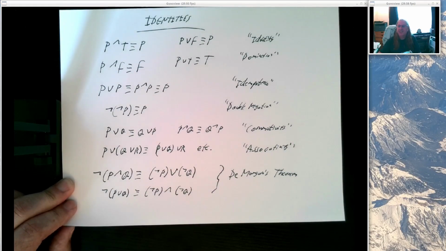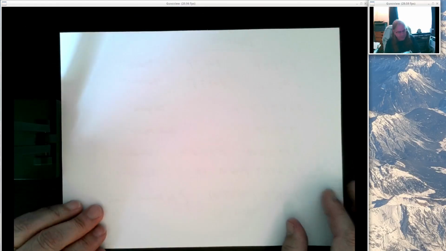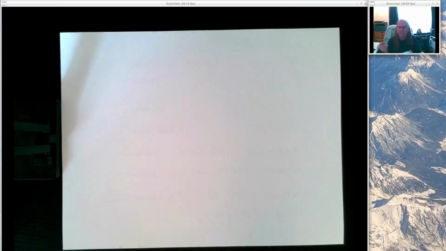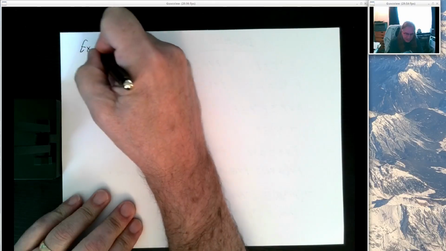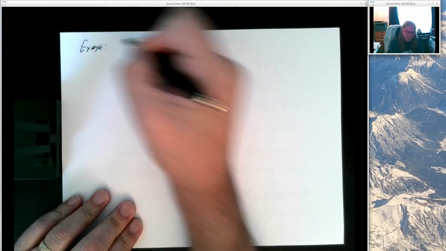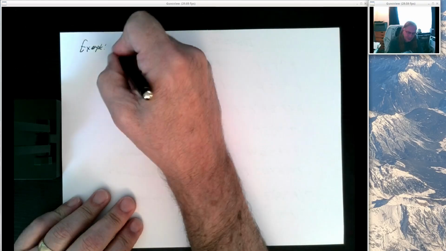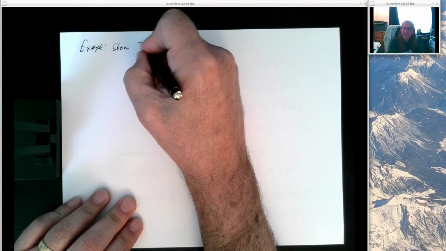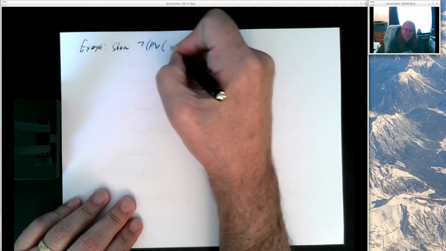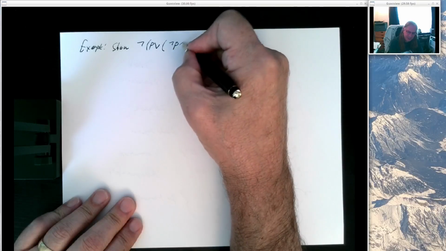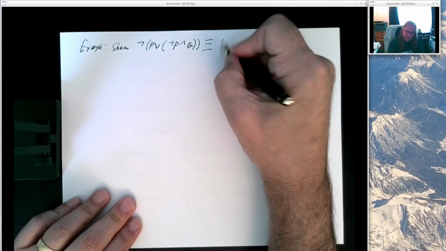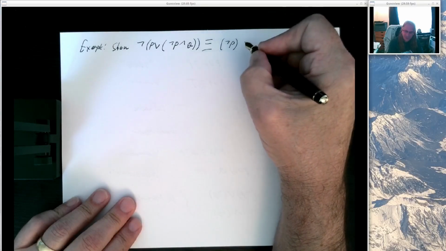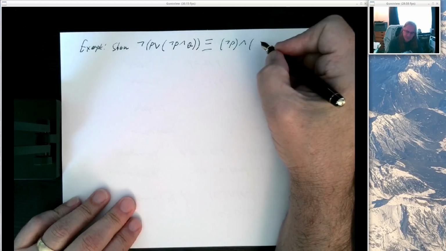So those identities can help us with showing certain things about, say, logical equivalence. So let's do something that's going to look a little like a proof. As an example, let's show that the negation of P or not P and Q is logically equivalent to negation of P ANDed with negation of Q.